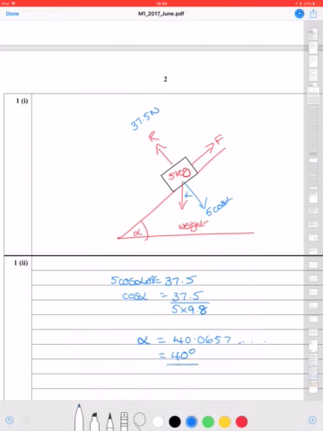So I've found the angle, but it wanted me to find the frictional force as well. So resolving this way, we've got 5g sine the angle. So part 2, I've got 5g sine 40 equals F, and I should get that is 31.5 newtons.